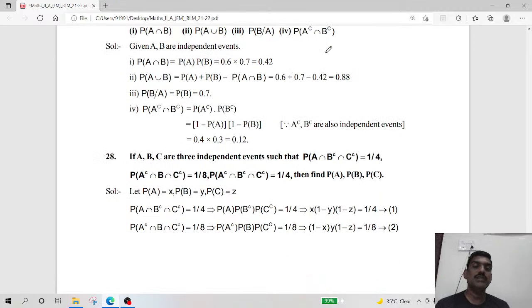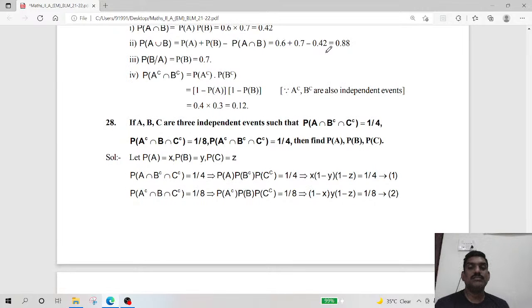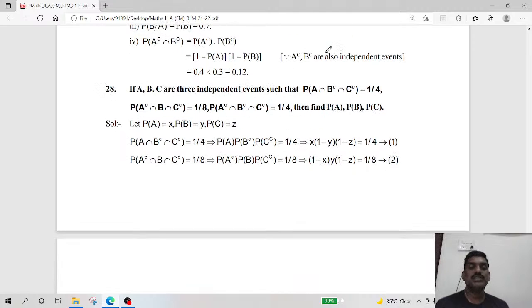A, B, C are three independent events such that P of A intersection B complement intersection C complement is 1 over 4. P of A complement intersection B intersection C complement is equal to 1 over 8. P of A complement intersection B complement intersection C complement is equal to 1 by 4. Then find P of A, P of B, P of C. Okay, P of A is X, P of B is Y, P of C is Z. Okay, and the complements and what is given, you write down and simplify.